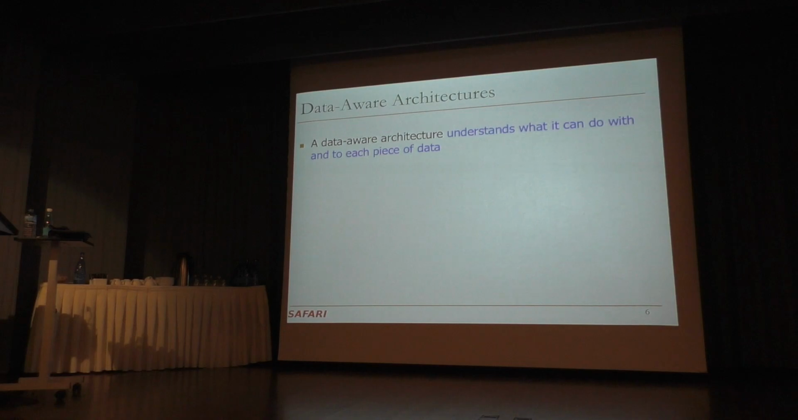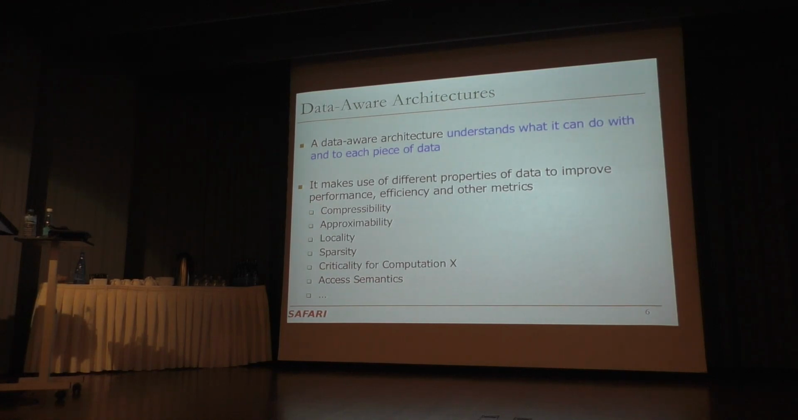Basically, today we have data, but we don't know much about the data. Well, maybe we know much about the data, but we don't communicate it to the underlying hardware. For example, I think a data-aware architecture makes use of different properties of data to improve performance, efficiency, and many other metrics. So these are some characteristics of data that I believe don't get communicated nicely to the underlying hardware. Programmer may know some of this, may not know some of this. Compilers may know some of this, may not know some of this. Compressibility, approximability, locality, sparsity, criticality of some particular computation, access semantics.